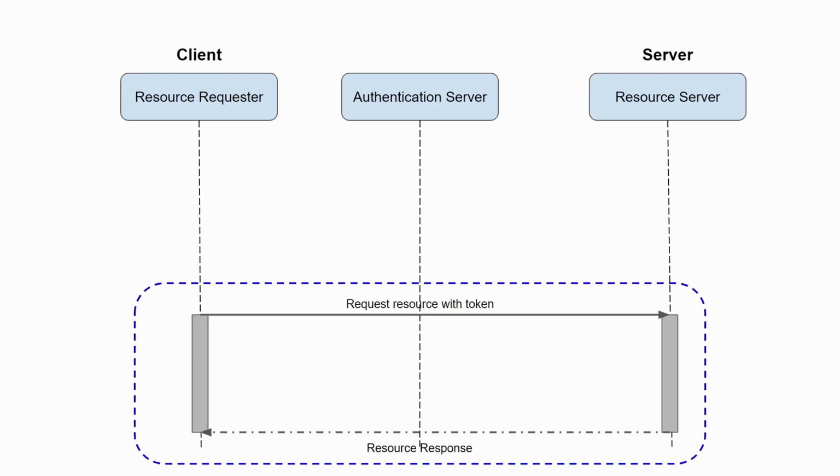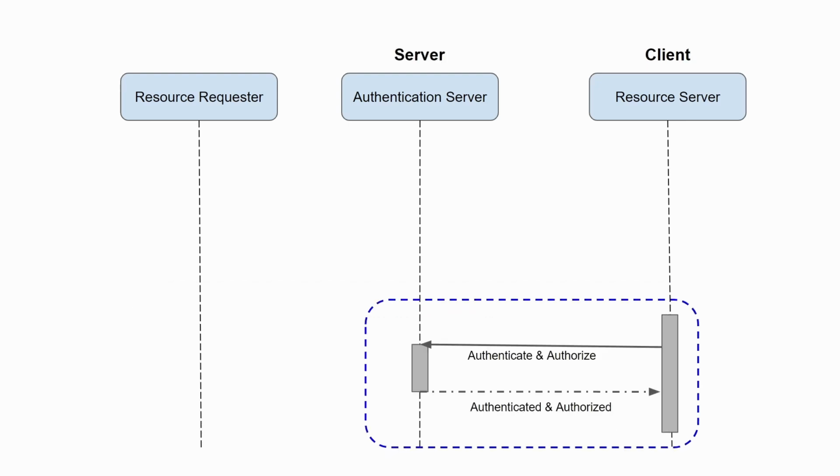Another set of communication was between the resource requester and the resource server. Here, the resource requester acts as a client and the resource server acts as a server in a client-server architecture. So in both communications, the resource requester is a client. And in the third set of communication, the resource server becomes a client and the authentication server becomes a server in a client-server architecture. And you need to add a client configuration in Keycloak since the resource server is a client to the authentication server.